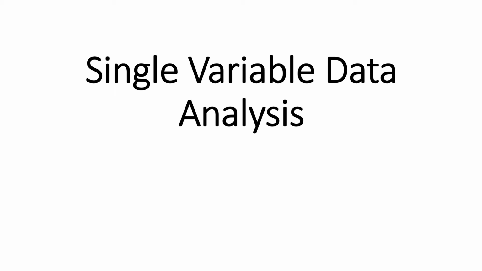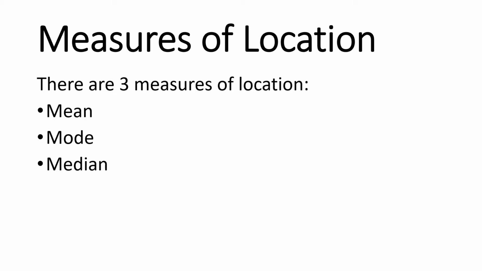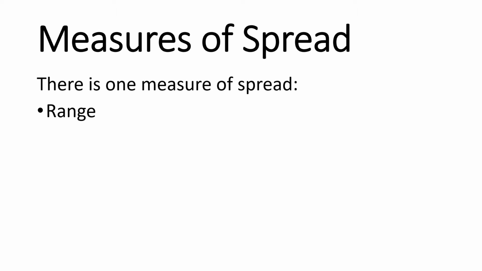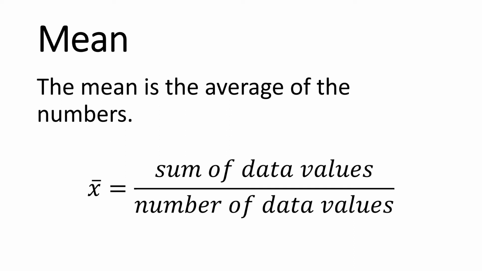Single variable data analysis. There are three measures of location: mean, mode, and median. There is one measure of spread, range. Let's have a look at our different measures individually.